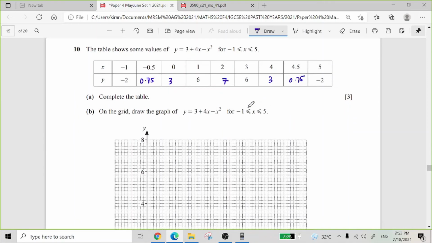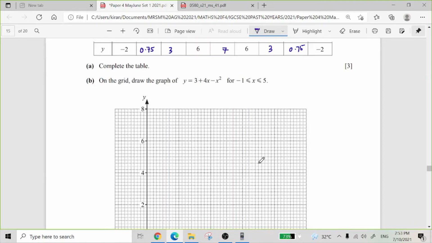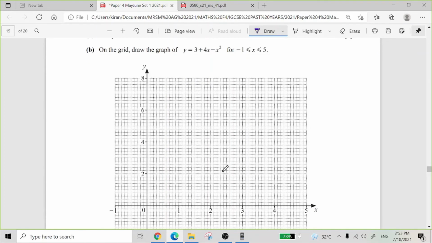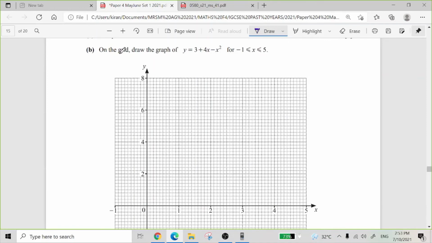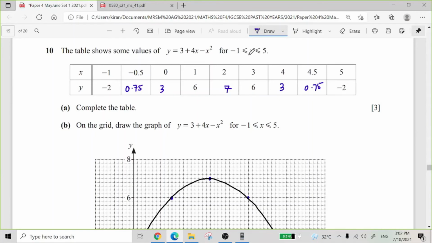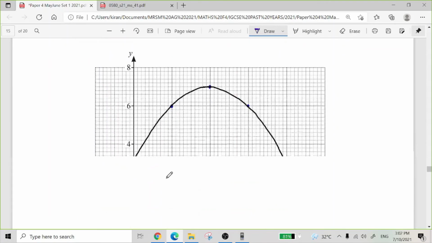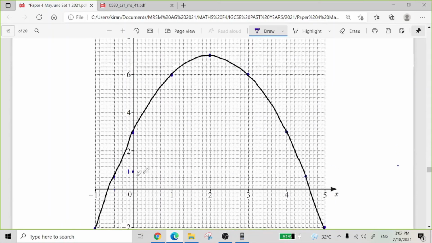Okay, we have here 0.75. So now we want to draw the graph. This case is already given, so you are just plotting the points. We have x from -1 until 5. When we draw this part, make sure that you use your freehand or a flexible ruler. Using the touchable pen is a bit of a problem, so it is not smooth.